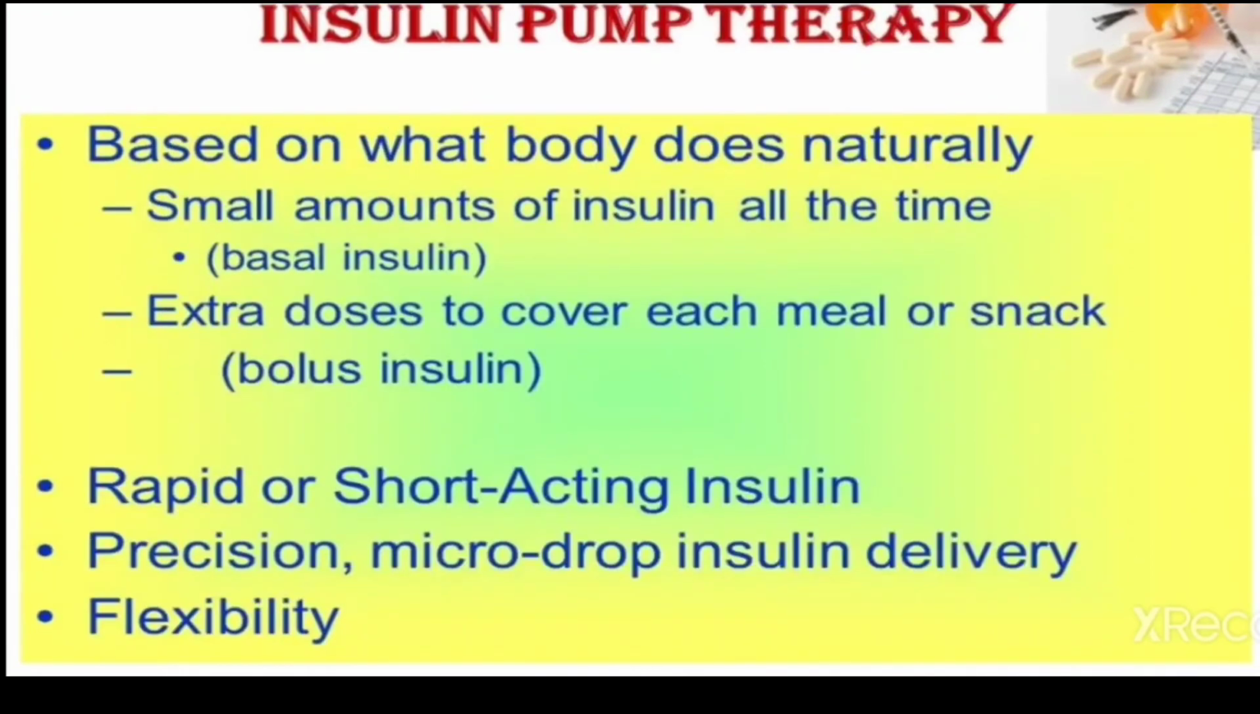Then insulin pump therapy. It is based on what the body does naturally. It means small amounts of insulin all the time and extra doses to cover each meal or snack, using rapid or short acting insulin, with precision micro drop insulin delivery and flexibility.